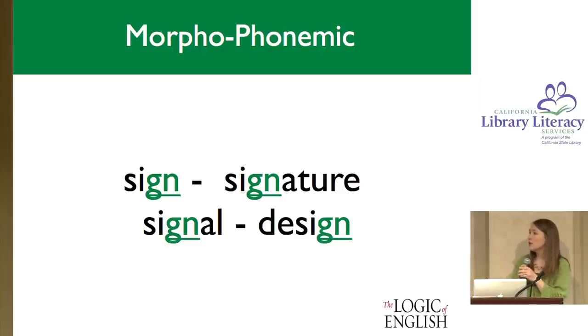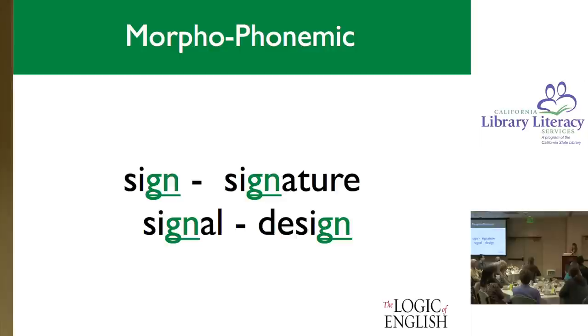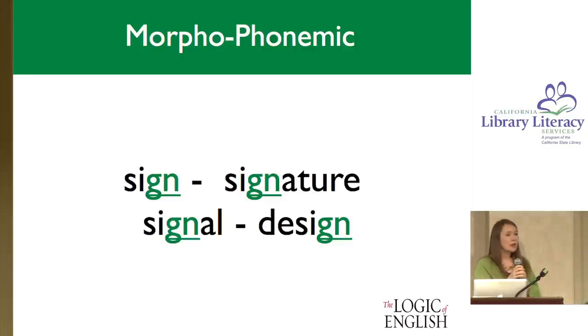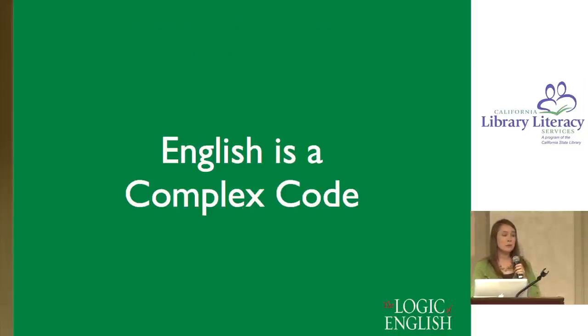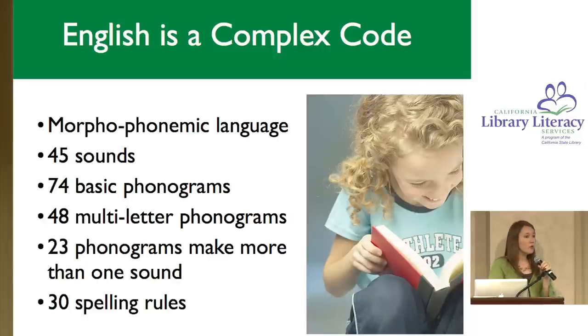Here's one more example. We have the word sign. The GN, the two-letter N phonogram, is saying N. But what is it saying in signature? GN, and in signal and design. So the language is more complex, and if we spelled it completely phonetically, we would lose this relationship in meaning. So we have a complex code, and we have a morphophonemic language, not a simple phonemic language. It's based on 44 or 45 sounds. We have 74 basic phonograms, 48 multi-letter phonograms. 23 of those phonograms make more than one sound, and we have 30 spelling rules.